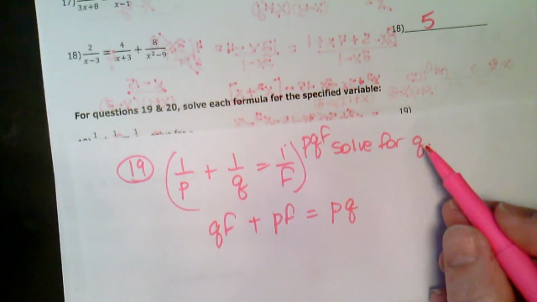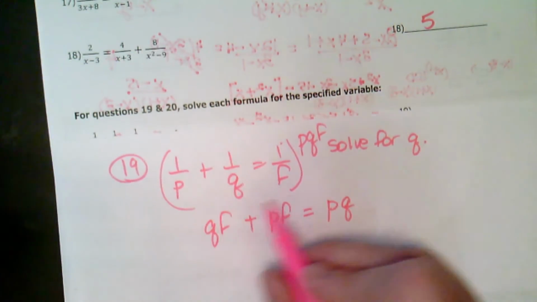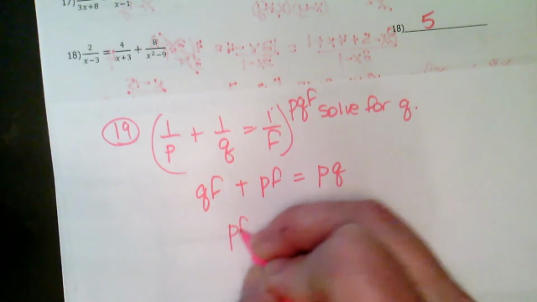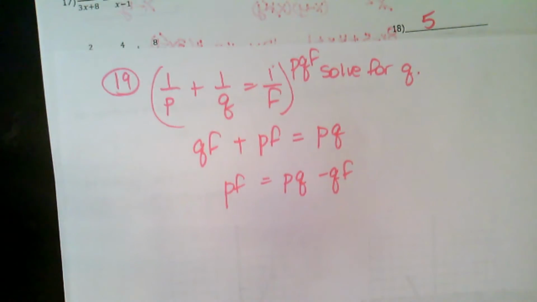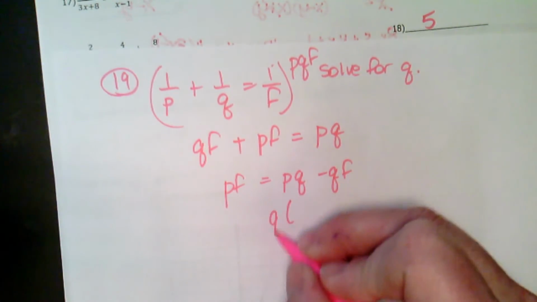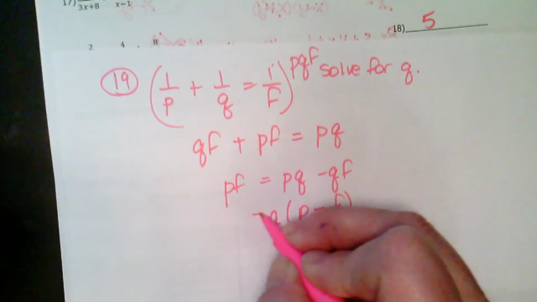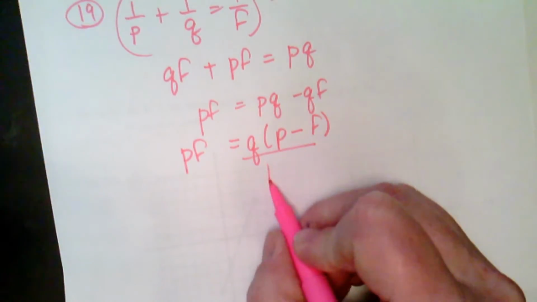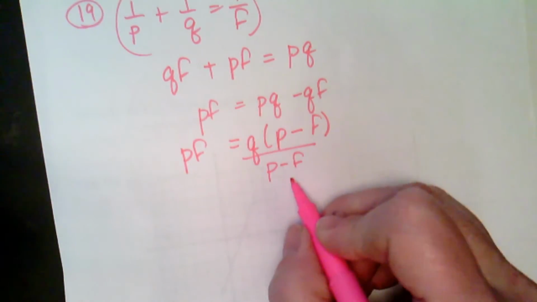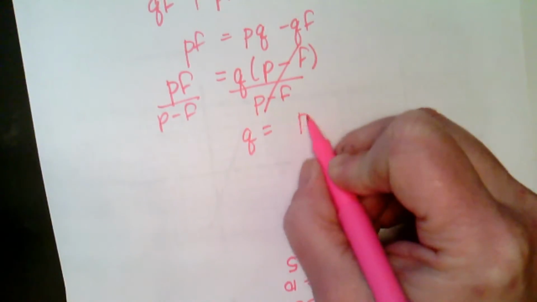So we're trying to solve for q, and I see q in a couple places. So I'm going to put this q on this side. Now I can factor that q out, and I'm left with p minus f equals pf, because I didn't touch this side. I want q by itself, so I'm going to divide by p minus f, since they're multiplying, and then we're left with pf over p minus f.